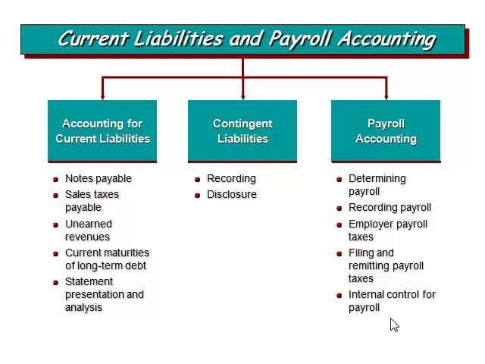Then we're going to look at contingent liabilities. Contingent's a nice word. I don't get to use it very often either, but those are liabilities that might materialize. Things like product warranties that we might have some expense associated with. And then we'll look at payroll. Obviously, payroll is important to a business. How to determine payroll or record payroll, look at some different payroll taxes, and a brief look at internal control for payroll.